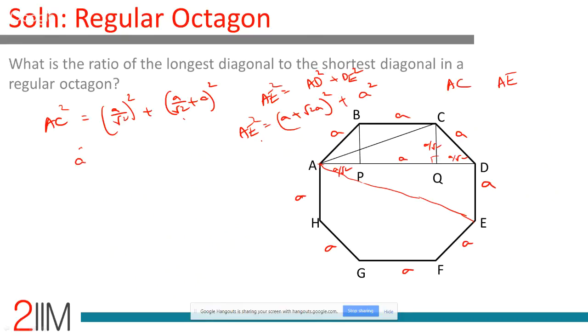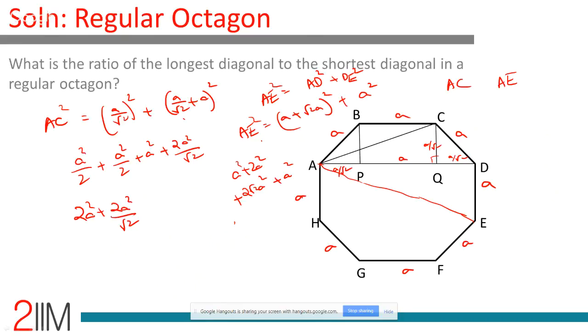AC square is A square by 2 plus A square by 2 plus A square plus 2A square by root 2, that is 2AB, 2 times A by root 2 into A. This is A square into (root 2 plus 1) whole square plus A square. That is AE square. This will be A square plus 2A square plus 2 root 2 A square plus A square. This is AE square. AC square will be A square by 2 plus A square by 2 plus A square. This is 2A square plus 2A square by root 2. This is 4A square plus 2 root 2 A square. Just check out this ratio. This number is nothing but this into 2. Or AE square is 2 times AC square. Or AE is root 2 times AC.